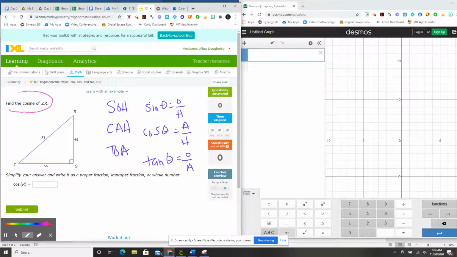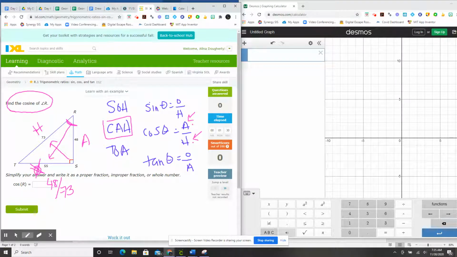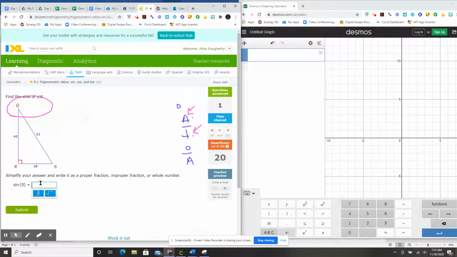So here we're going to find the cosine of R. So R is the angle we care about. We're going to do cosine, which means we need adjacent and hypotenuse. So I've got my hypotenuse. That's always the easiest one to find. Then I can go across the triangle. That's my O. That's the one we're not going to use because we're looking for cosine. And then we've got the A. So the ratio of adjacent over hypotenuse is going to be 48 over 73. I come down here and type that in, 48 over 73.